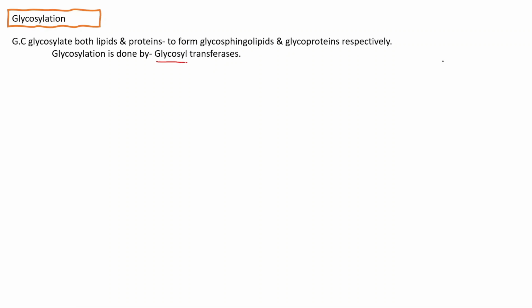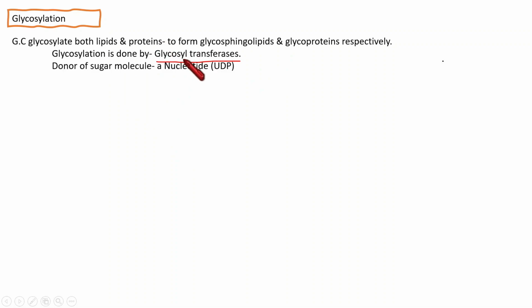What's the name of that enzyme? Glycosyl transferase. It is present inside the Golgi complex, in the Golgi complex membrane. Glycosyl transferase, easy to memorize. It is the enzyme capable of transferring glucose moieties, so it is called a glycosyl transferase.